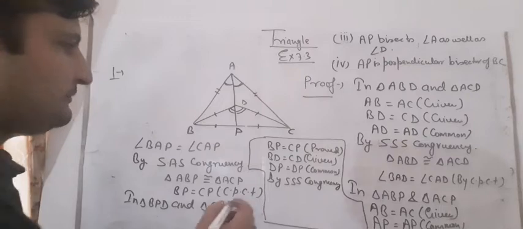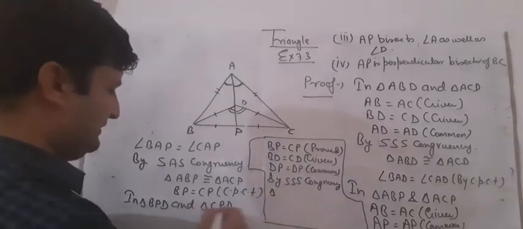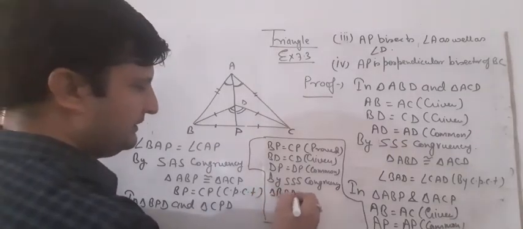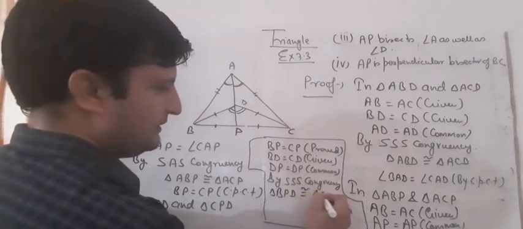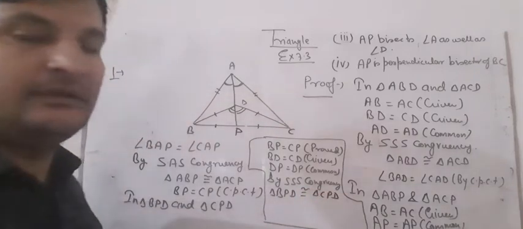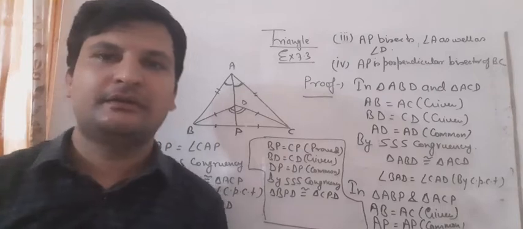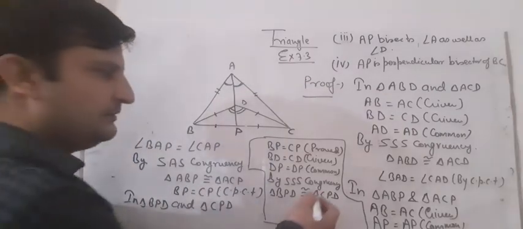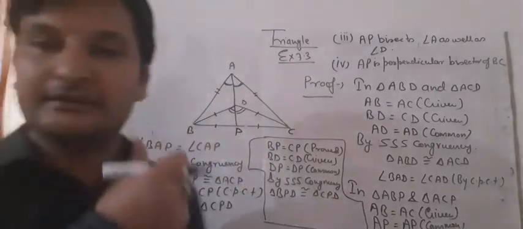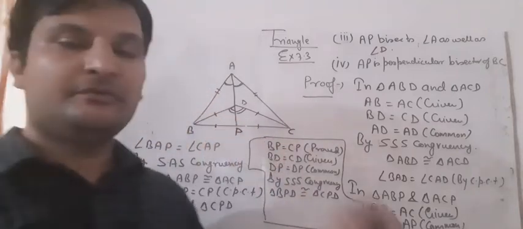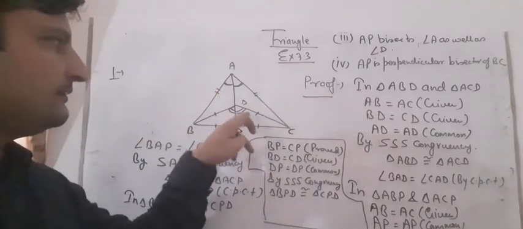So triangle BPD is congruent to triangle CPD. Students, we have proved that triangle BPD is congruent to triangle CPD. What is the use of solving it like this? Why would we have proved these two congruent? Because we have to prove that this angle is equal to this angle.